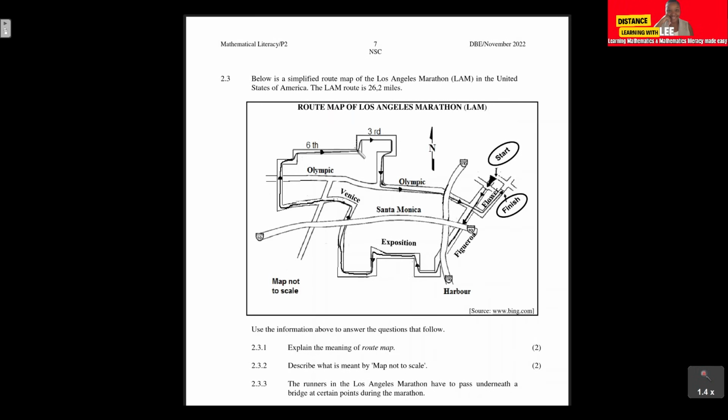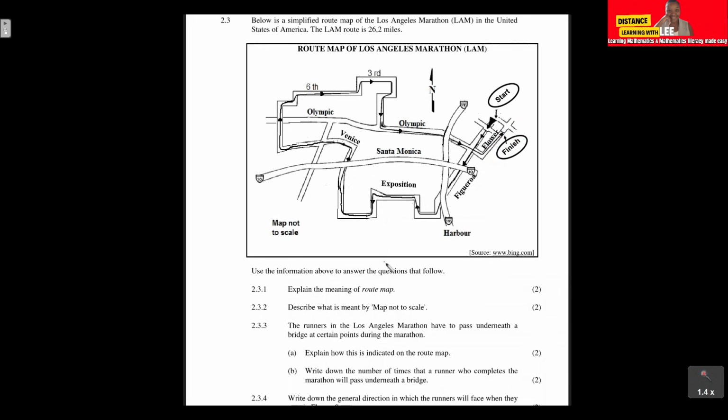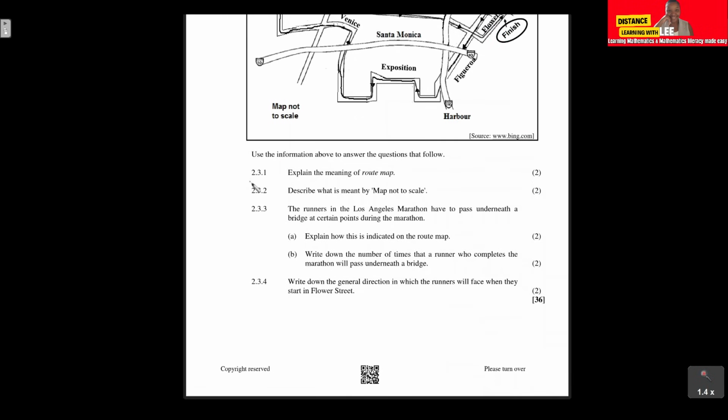We are told that we need to use the information above to answer the questions that follow. So let's quickly have a look at what is given to us here. Like I mentioned, this is a route map of the Los Angeles Marathon. This is basically the starting point. So you basically run, following this route until you reach the finish line. So let's have a look at the questions.